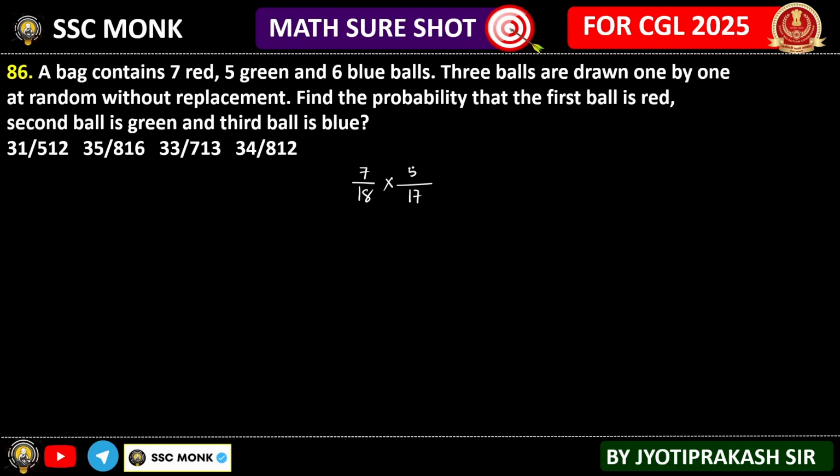That means how many options? 5 options are there. Next, for the next ball, 2 balls are gone. So remaining 16. Now out of 16 balls, one should be blue. So 6 blue. Now let's solve this. 6 3s are 18. So the answer will be 7 into 5, 35 divided by 51 into 16. So it will be 35 divided by something. That is option B, the right answer.